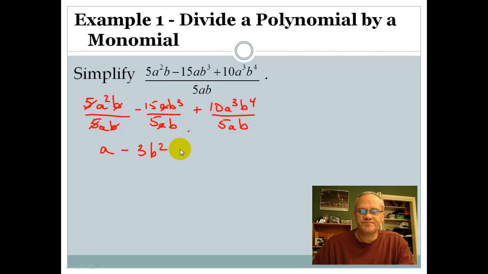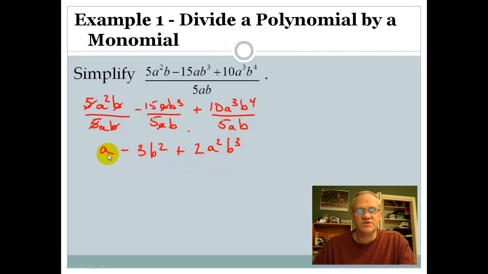Then, last one, I've got 10 divided by 5, which is 2, on the top of the fraction. I've got a to the third over a, so 3 minus 1 is a squared, which is on the top. And then b to the fourth over b, 4 minus 1 is 3. And so in this case, we ended up not having anything on the bottom of any of these fractions, and so I just end up with a minus 3b squared plus 2a squared b to the third. And that would be my final answer.